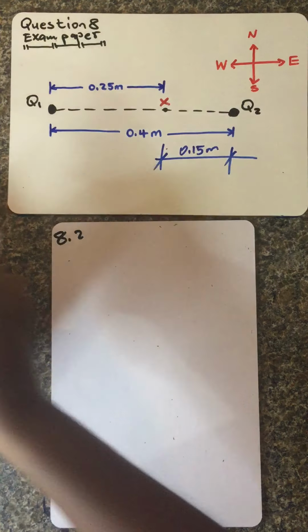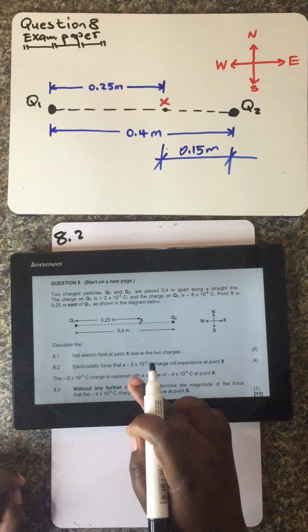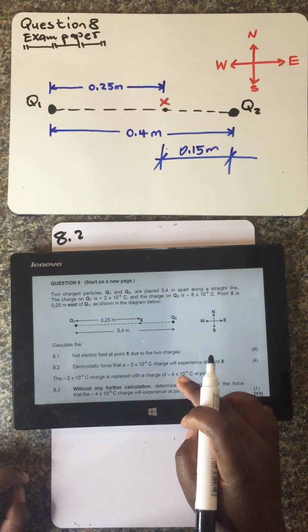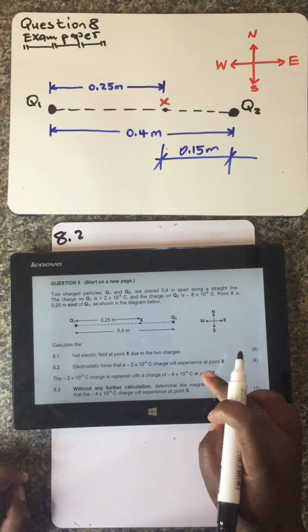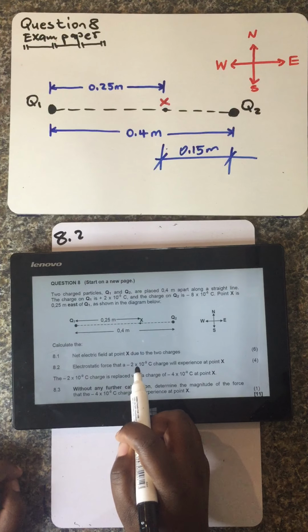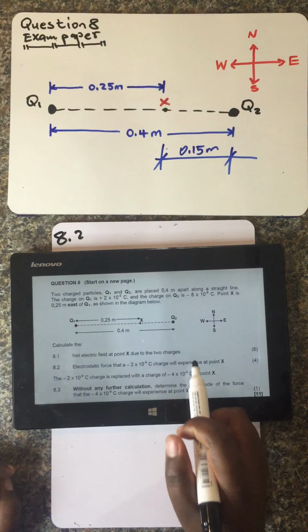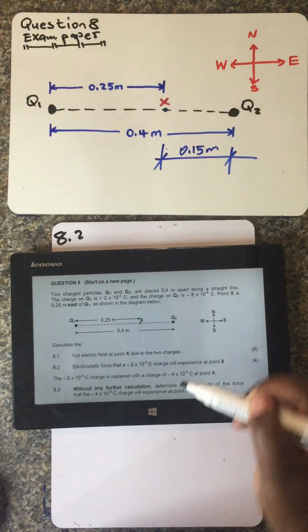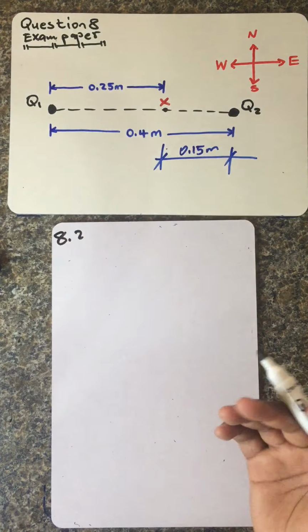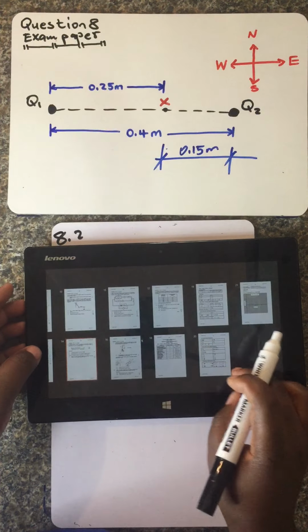8.2. So let's check what the question says. The question says to calculate the electrostatic force that a negative 2 by 10 to the exponent negative 9 charge will experience at point X. So it's more like at that point X, they put a charge of that strength. Okay, very, very much easy and straightforward, guys. You just need to know what is the formula for calculating the force, because that's what the question wants you to calculate.